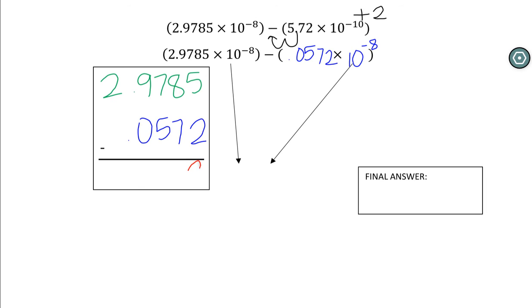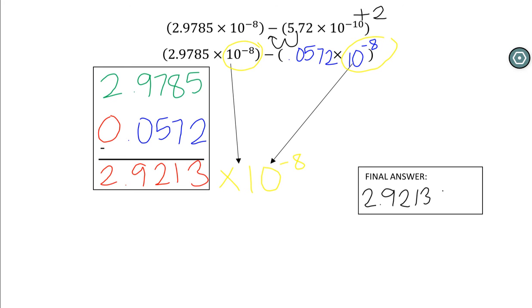5 minus 2 is 3. 8 minus 7 is 1. 7 minus 5 is 2. 9 minus 0 is 9. Bring down the decimal. This is technically 0, so 2 minus 0 is 2. And then same as before, just bring down our power. So times 10 to the power of negative 8. There you go. So final answer is 2.9213 times 10 to the power of negative 8.